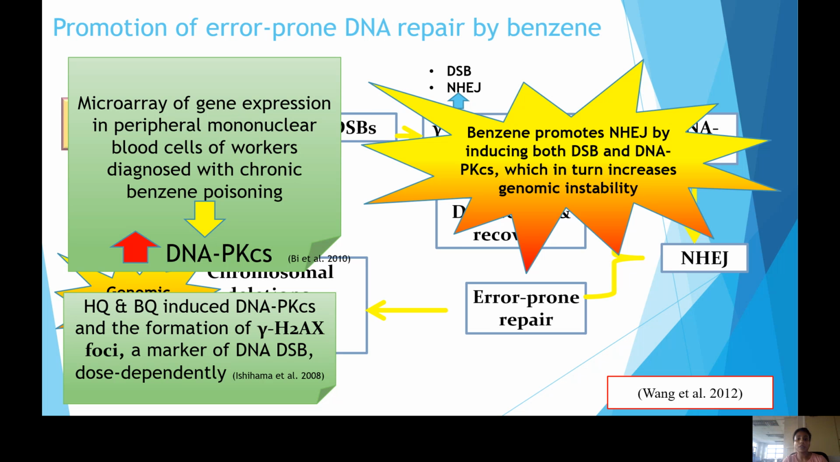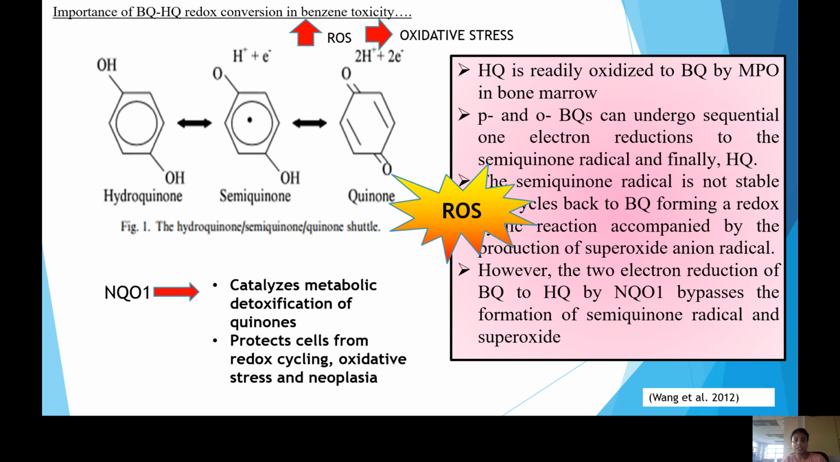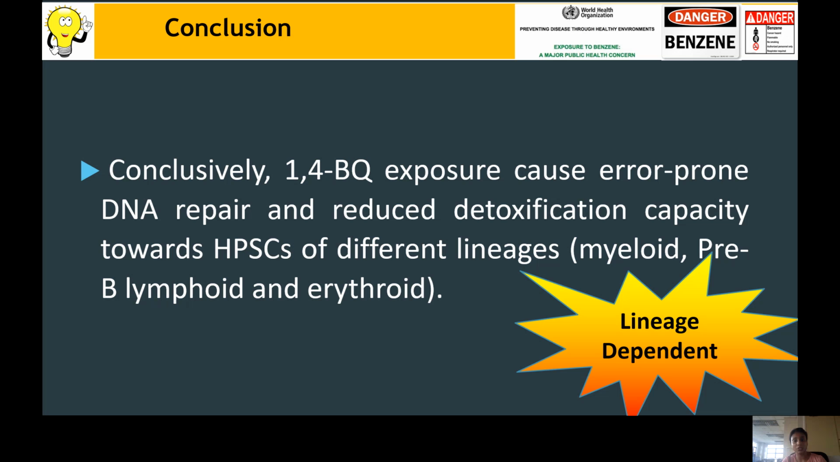Therefore, the promotion of error-prone repair is very important in genomic instability via chromosomal deletion, insertion, or translocations. Apart from that, MPO and NQO1 are also very important in the BQ and HQ redox conversion in benzene toxicity.